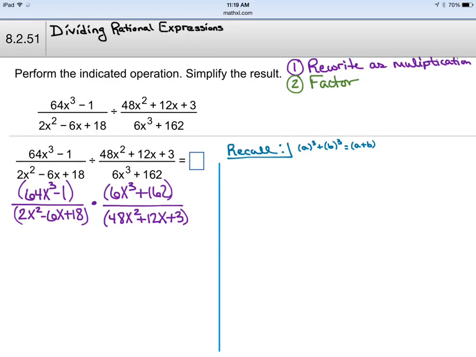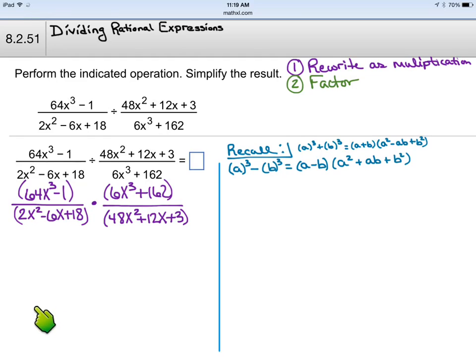a cubed plus b cubed is equal to a plus b times a squared minus ab plus b squared. And then a cubed minus b cubed is equal to a minus b times a squared plus ab plus b squared. So for the 64x cubed minus 1, we're going to use the second one of those. We're going to use this formula right here.